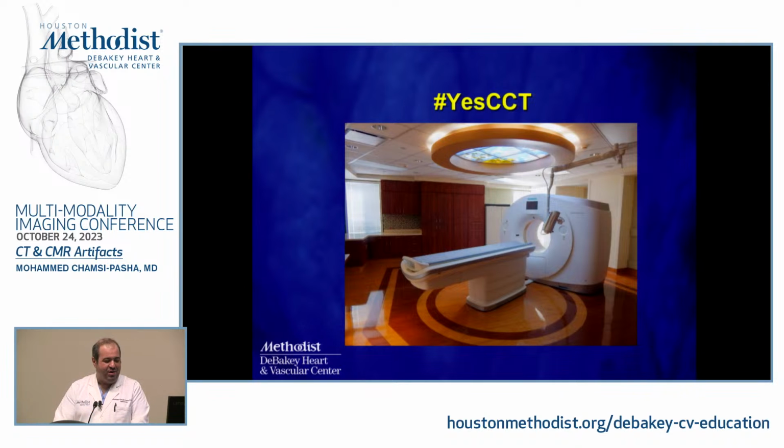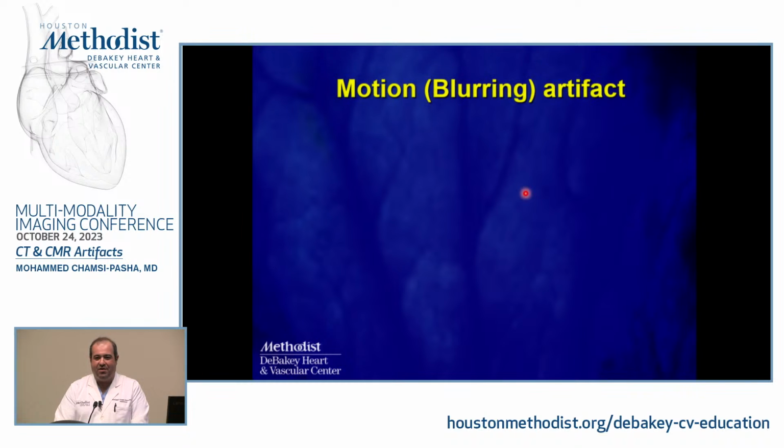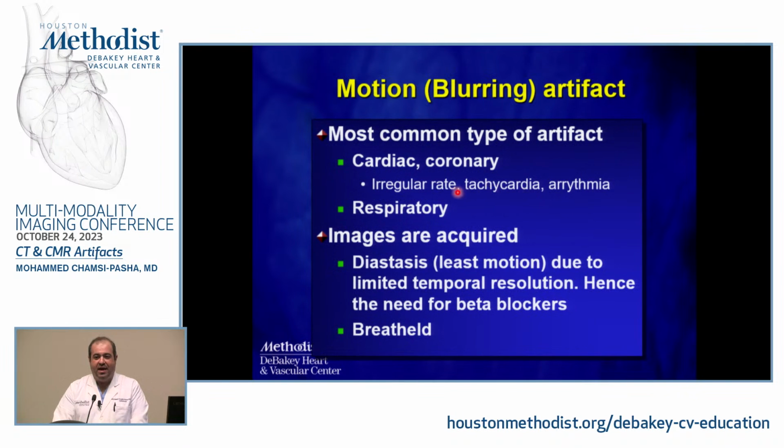So starting with CT imaging artifacts, really the number one artifact we see on CT is motion or blurring artifact. This can occur because of cardiac motion, or motion of the coronaries if the patient's heart rate is fast. Anyone who has an irregular rate, like fibrillation or flutter, anyone who has a fast heart rate, even in the 70s or 80s, or arrhythmias, all of which are going to cause artifacts, and I'm going to show you examples of that.